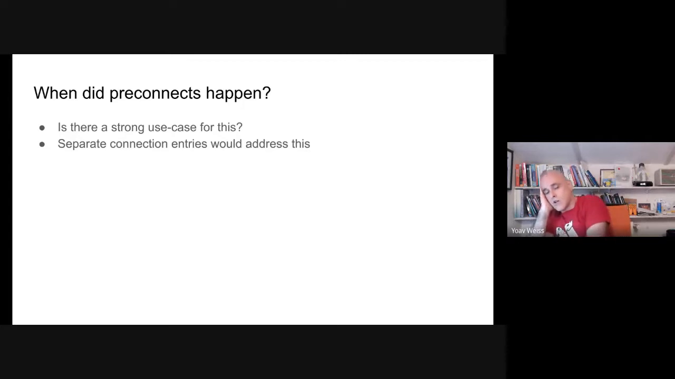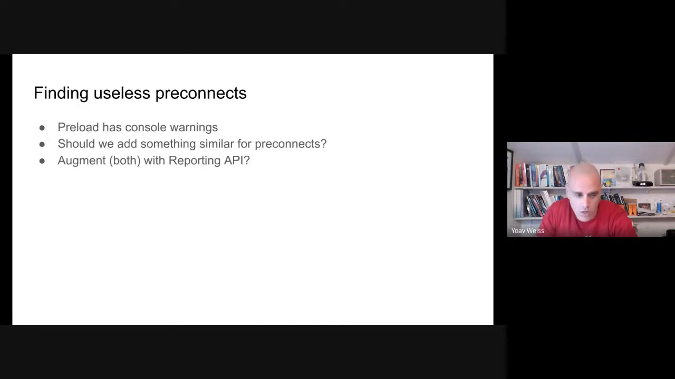Another question here is the "when did preconnects happen" question, that I am not personally sure there's a strong use case for. As long as that preconnect actually happened before the resource needed the connection, that seems good enough for me, but I may be wrong here, so I would like the group's opinions on that. And yes, having separate connection entries would address this use case, but like I said, I'm not 100% sure that it's a strong one.